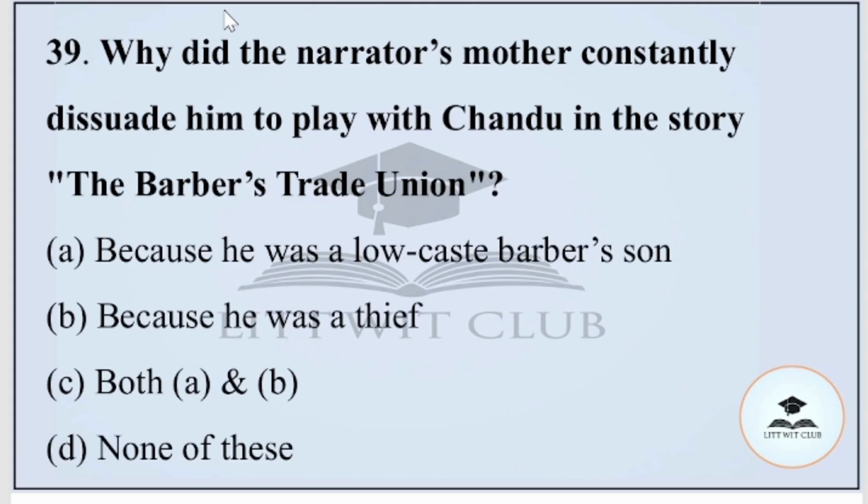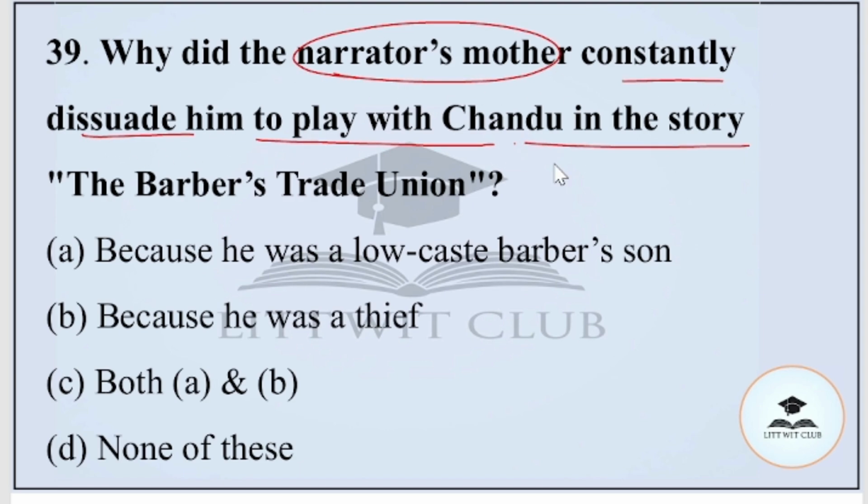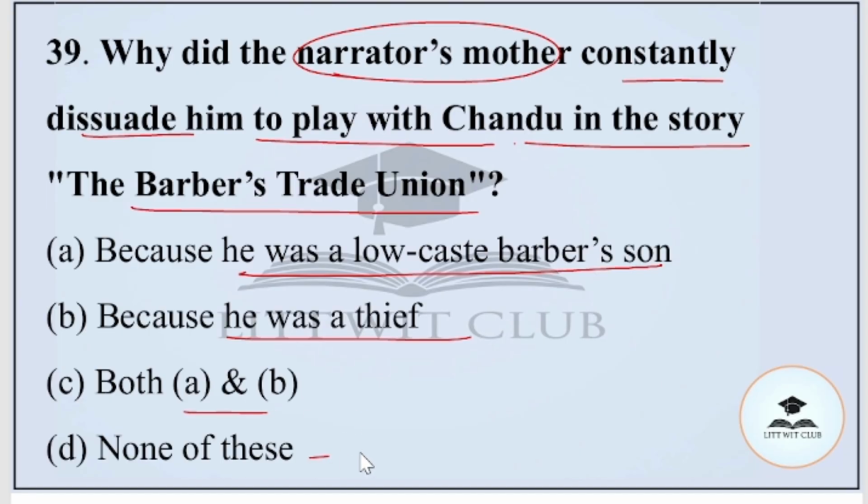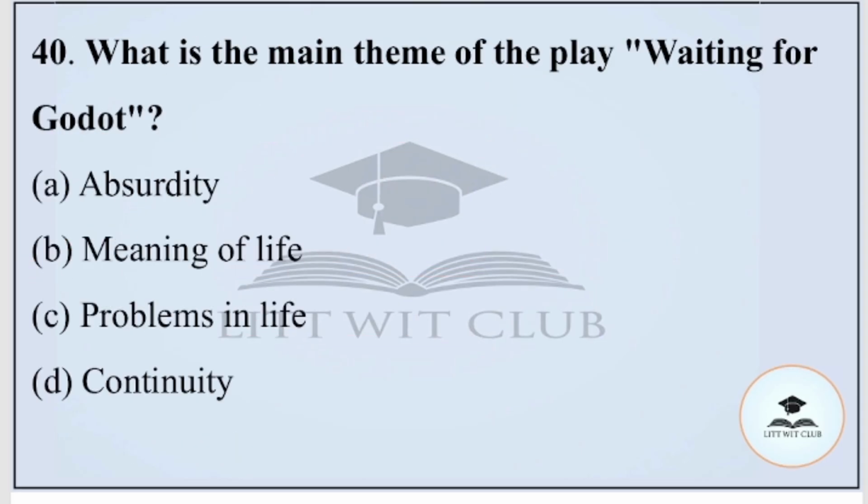Question number 39. Why did the narrator's mother constantly dissuade him from playing with Chandu in the story The Barber's Trade Union? Options are: A, because he was a low caste barber's son; option B, because he was a thief; option C, both A and B; or none of these. And the correct answer is option number A, because he was a low caste barber's son.